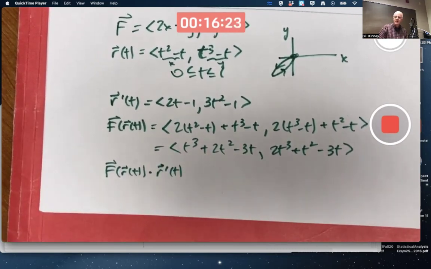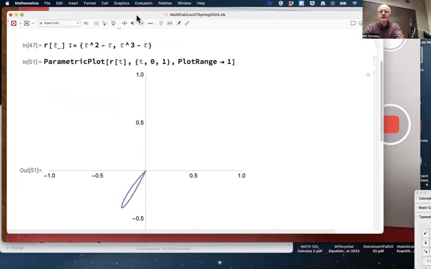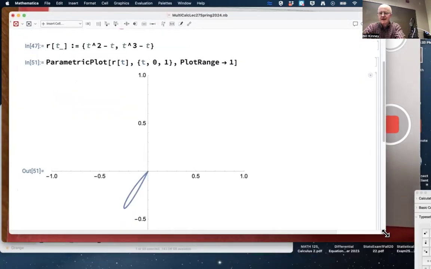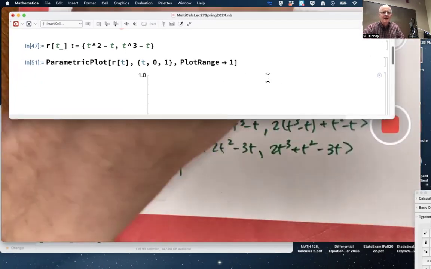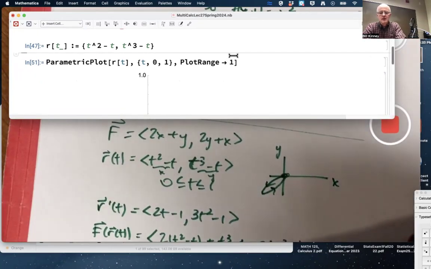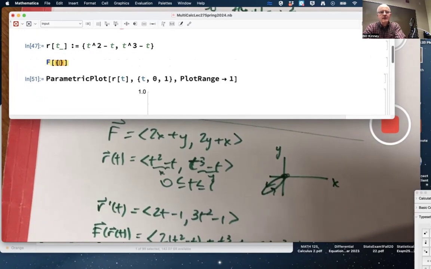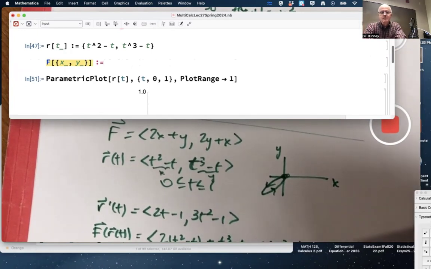Which was kind of a pain. For the sake of doing more examples, let's have Mathematica do it. If I'm going to do this efficiently in Mathematica, it's also nice to plug in the formula for capital F. And again, not that you have to do this, but as a default, I like, with my vector fields, having curly braces around the x and the y. Because again, that allows me to plug in points into F if they are represented with curly braces. Just gives me a little more flexibility.